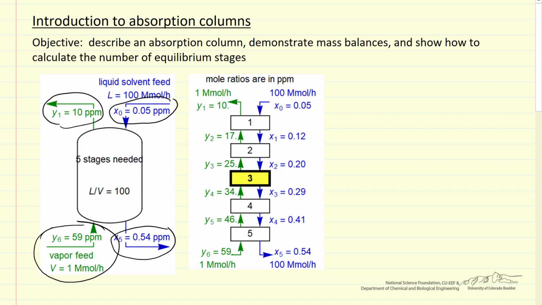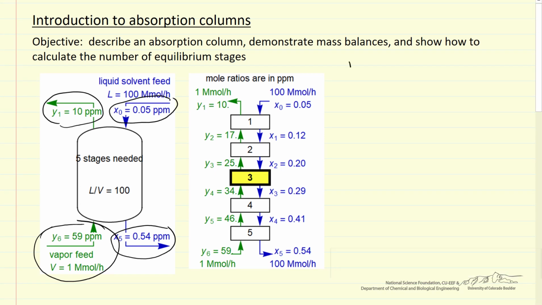So notice that the ratio of the liquid flow rate to the vapor flow rate for this particular example is 100. So of course the liquid's much more dense, so we expect the molar flow rate to be much higher. For this example, and for this case, we're going to use these values as mole ratios. So they're very close to mole fraction because the concentration of solute is really quite low.